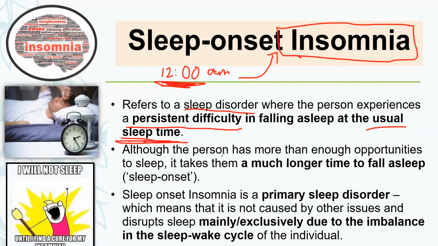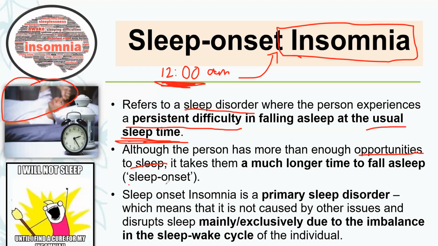Okay, now, although the person has more than enough opportunities to sleep, there's nothing keeping them awake. It takes them a much longer time to sleep. So this person might have come into bed at 12 o'clock, but they're still awake at 2:25 a.m. in the morning. Even though they gave themselves the opportunity to fall asleep, they were in bed and they weren't on their phone or whatever, they were not able to sleep there.